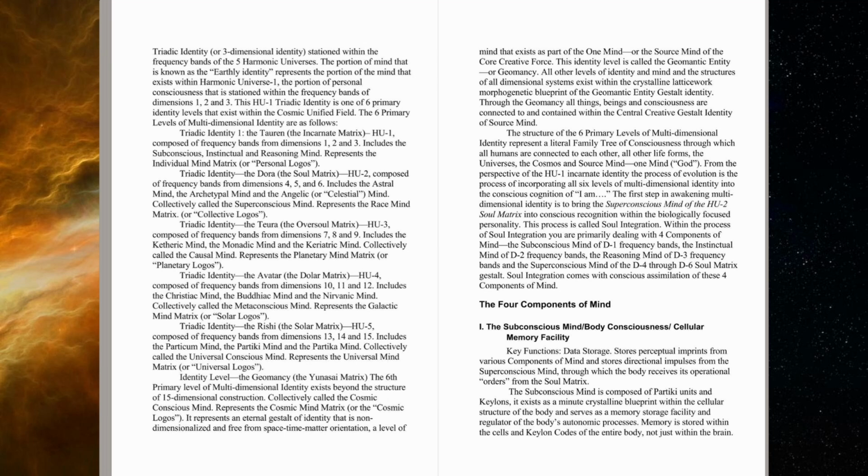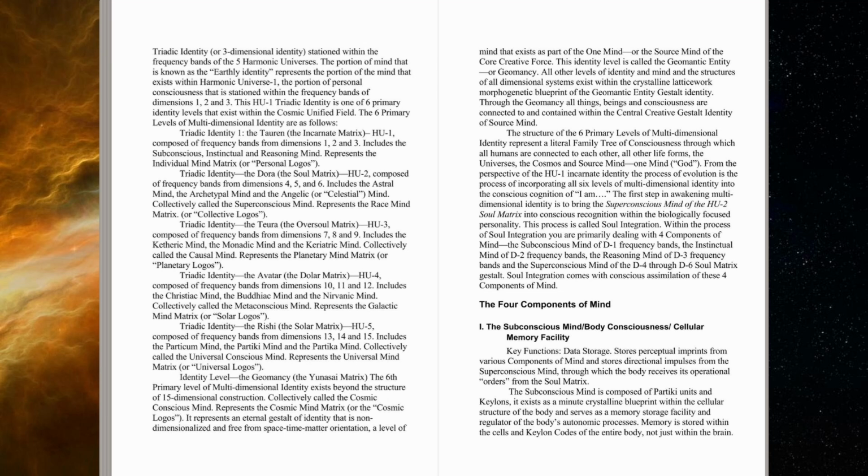Identity level 6, the Geomancy, the Unisei Matrix. The sixth primary level of multidimensional identity exists beyond the structure of 15-dimensional construction. Collectively called the Cosmic Conscious Mind, it represents the Cosmic Mind Matrix, or the Cosmic Logos. It represents an eternal gestalt of identity that is non-dimensionalized and free from space-time matter orientation, a level of mind that exists as part of the One Mind, or the source mind of the core creative force. This identity level is called the geomantic entity, or geomancy.